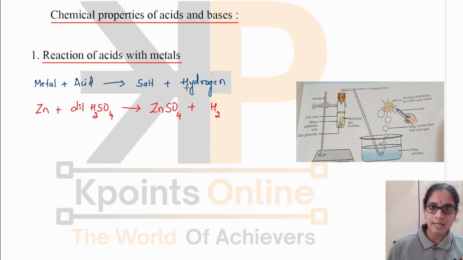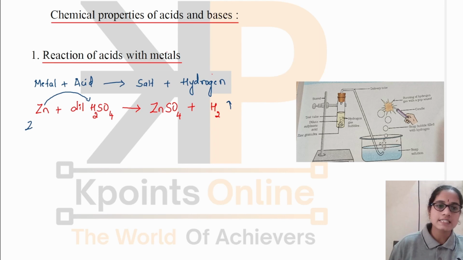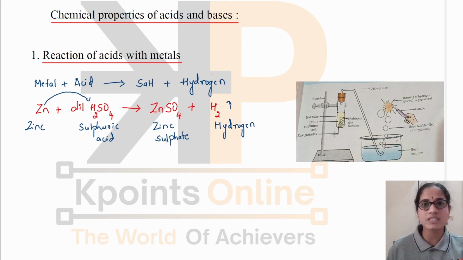What has happened in this reaction? Here, zinc has displaced hydrogen from the acid to form zinc sulfate salt, and there is liberation of hydrogen gas. This is zinc, this is sulfuric acid, this is the salt zinc sulfate, and this is hydrogen. Zinc granules reacted with sulfuric acid to form salt and hydrogen gas. When this gas is produced, it is colorless.